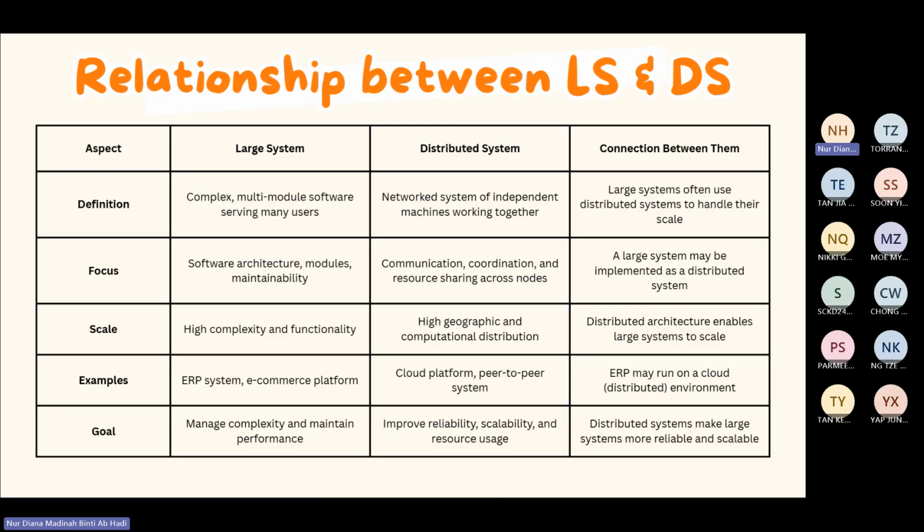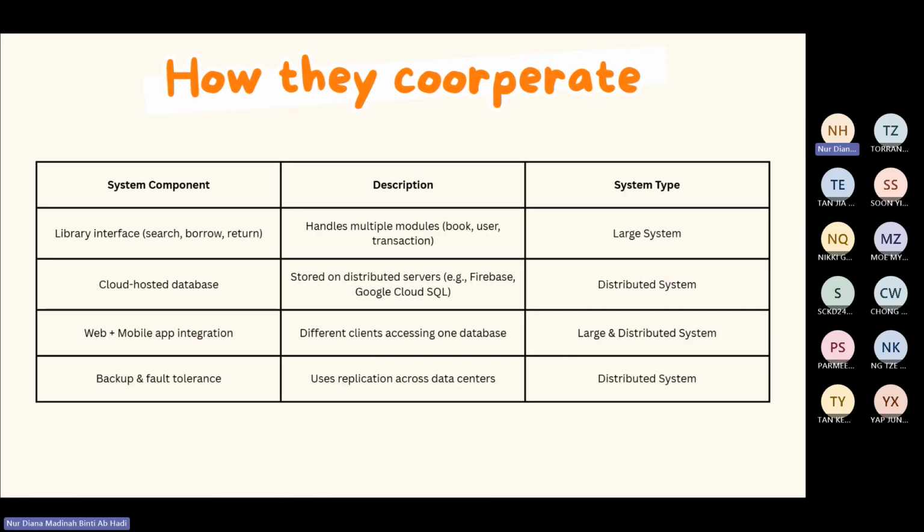While for the goal, as you can see, the connection between them is that distributed system can make a large system more reliable and scalable. Why? As I mentioned, distributed systems cover more of the geographical and computational aspects, right? So if you want to make your business bigger, what can you do? Yes, you separate it across the world, so your business can be bigger. So how do they cooperate? I separate them into a few samples.